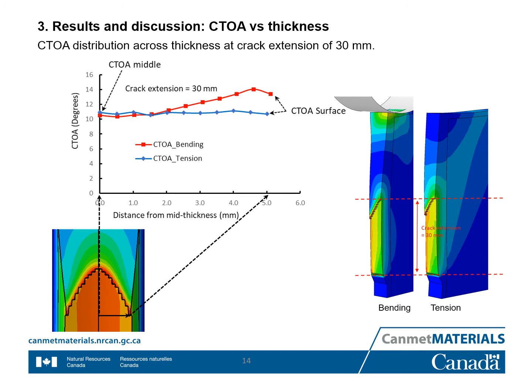This slide shows the CTOA distribution across the specimen thickness at crack extension of 30 millimeters. The thickness of the model initially is 30.7 millimeter, but it becomes thinner as the crack propagates, and the thickness after deformation is about 10 millimeters. As we see from this figure, the CTOA for the tension model shows no obvious variation through the thickness, while the CTOA for the bending model shows an increase of CTOA from the mid-thickness to the surface.